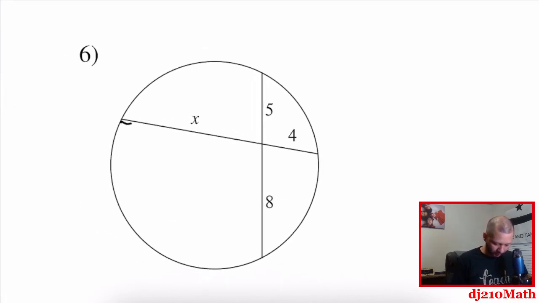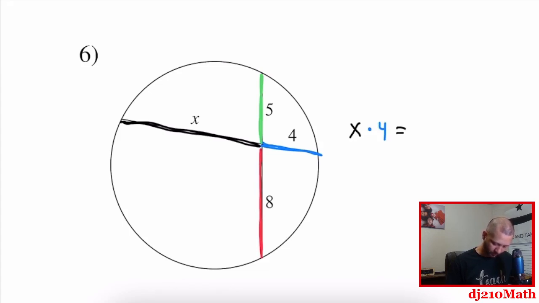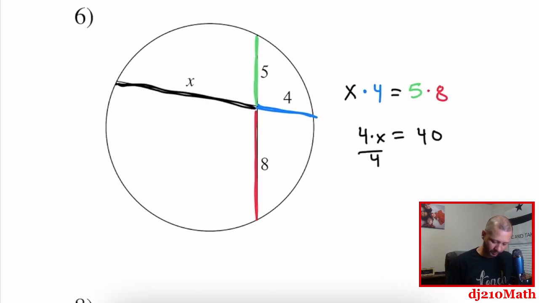I'll do the colors one more time so you can kind of see what's happening. And then after this, it'll just be the math. Okay, we have 4 times x, or 4x is equal to 40. 8 times 5 is 40. X is equal to 10. Easy peasy, right?